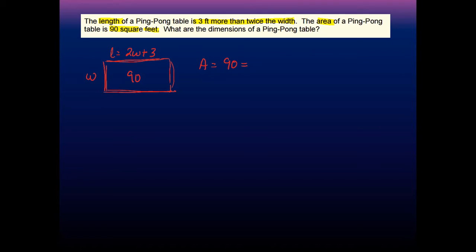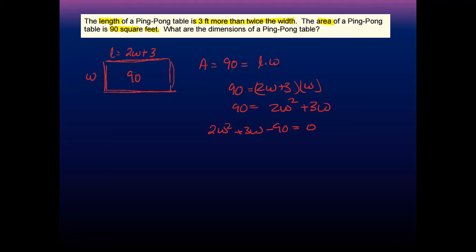Now how do we calculate the area? That's length times width, right? So 90 is going to be (2w plus 3) times w. Now you distribute this, you get 2w squared plus 3w. Now we have a quadratic equation. So I'm going to bring it over like this: 2w squared plus 3w minus 90 equals 0.